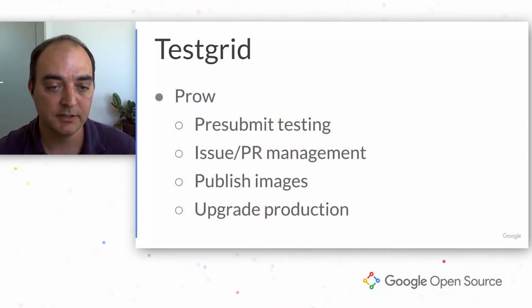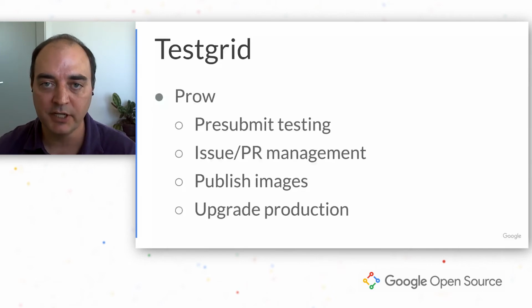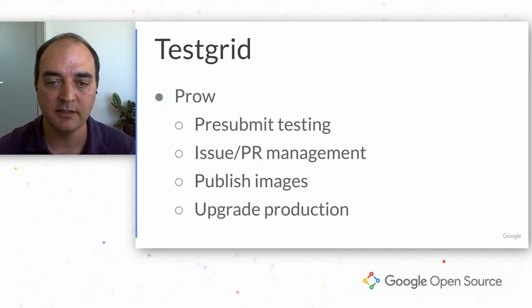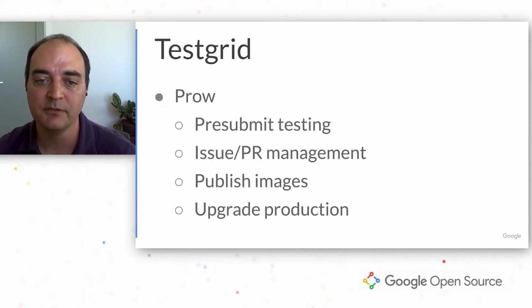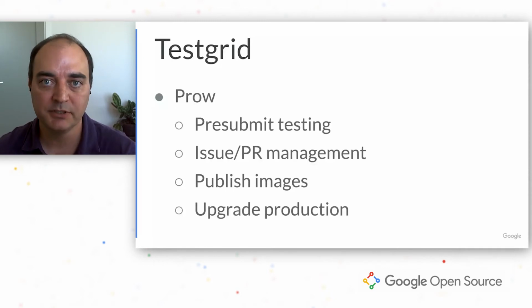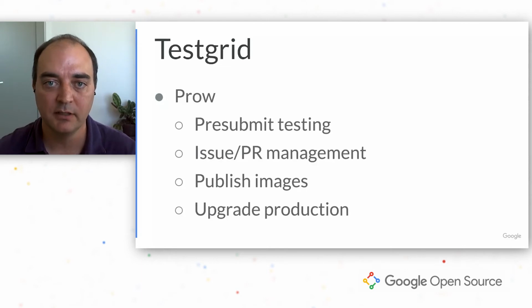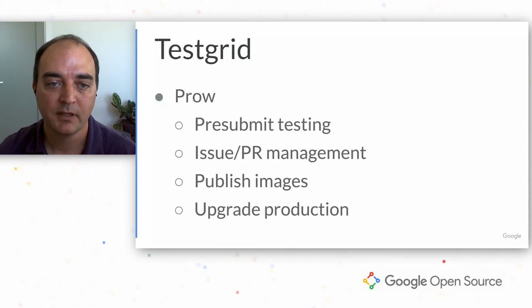Another thing that helps us be productive is, of course, Prow. We use Prow in all sorts of different ways. We use it to test new changes that come in to make sure that they're not regressing anything. We also use Prow to merge our changes once they've been reviewed and passed testing. We use it to publish new images and also upgrade our production environments with those new versions. So let's see how that looks.